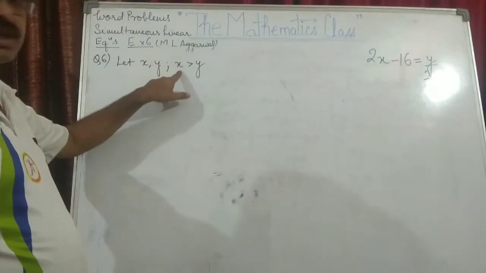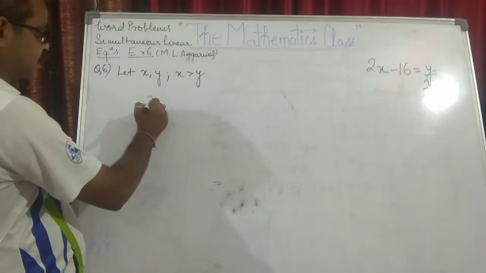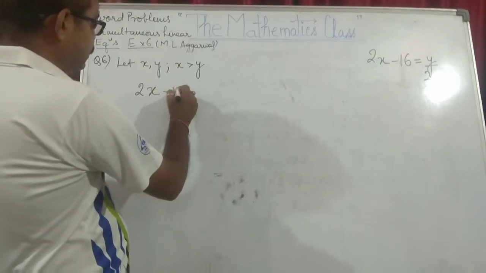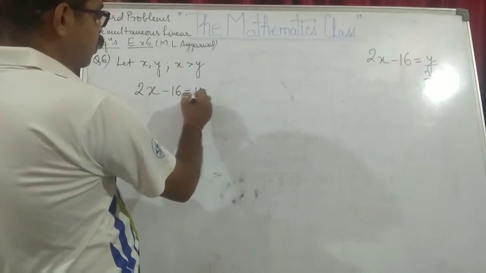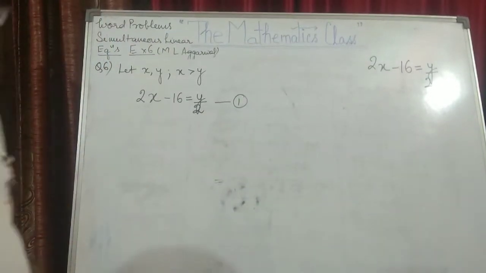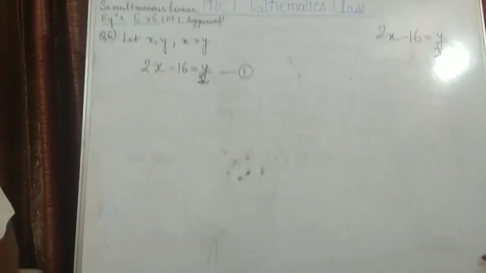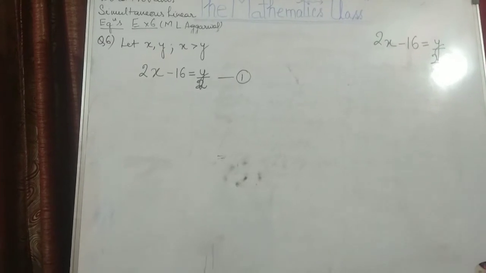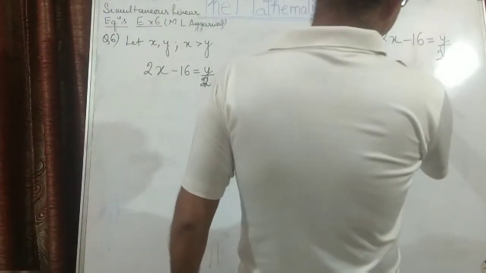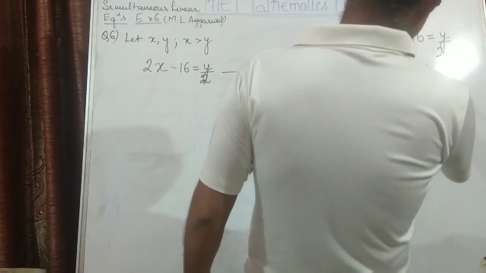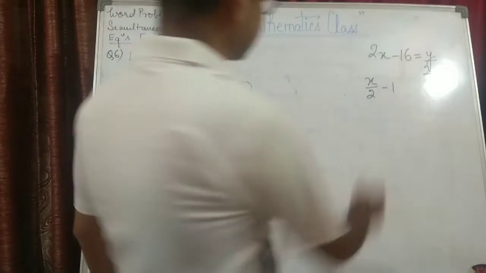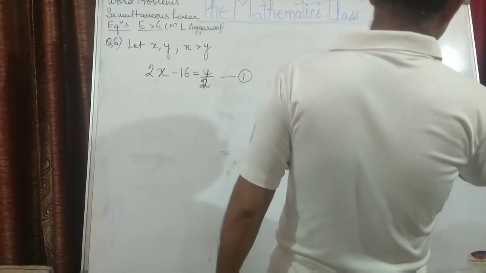Greater number is x. From twice the greater, so x and its twice, from twice the greater of two numbers, 16 is subtracted and the result is y upon 2, number 1. This is the first equation. Second part or second equation, how it will come? The result is half the other number. Okay, now second statement says if from half the greater number 1 is subtracted, the result is still half the other number. Means result is again y by 2.